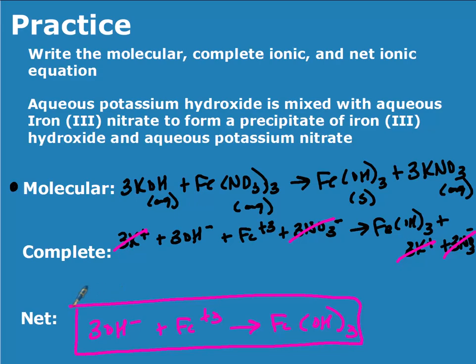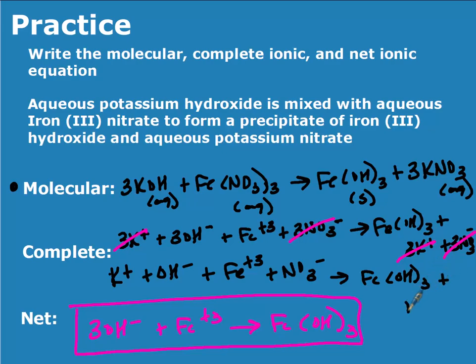Had we not balanced the molecular equation, then we would have just balanced the net. And if I was to write out the complete, I could have just said that I had K and hydroxide. And then when I was doing my iron 3 nitrate, I would have made sure that iron had a +3, but then I would have just put 1 nitrate down here since I wasn't balancing until the very end. And then I would have kept this one together.